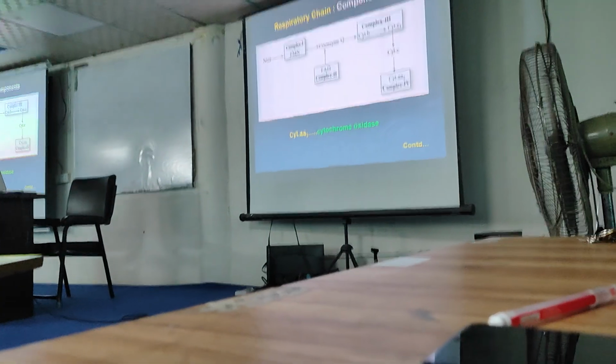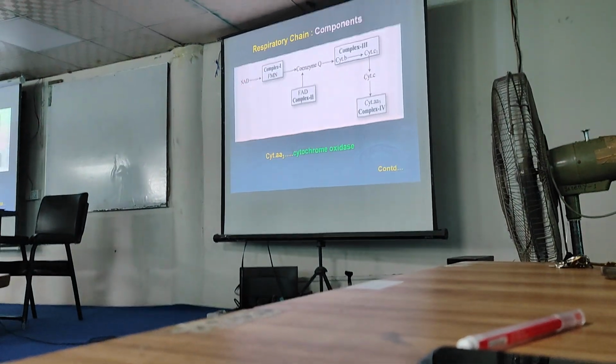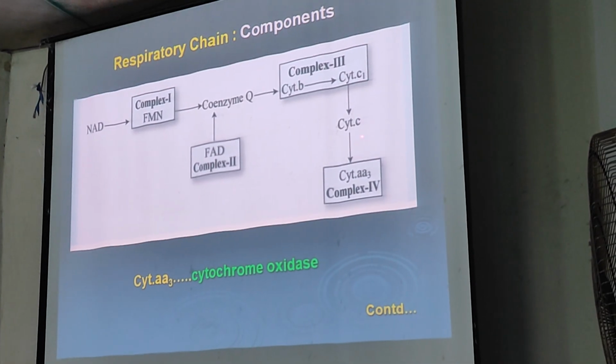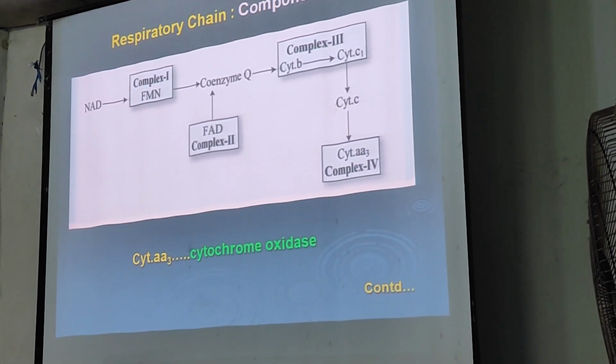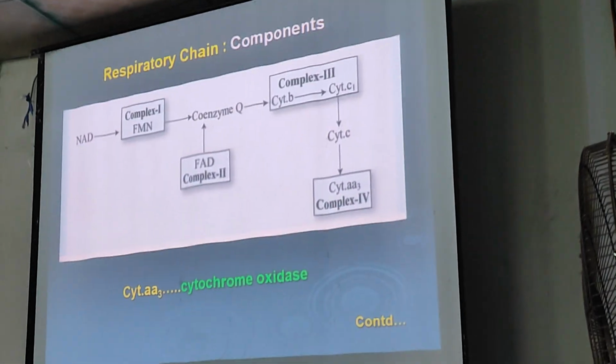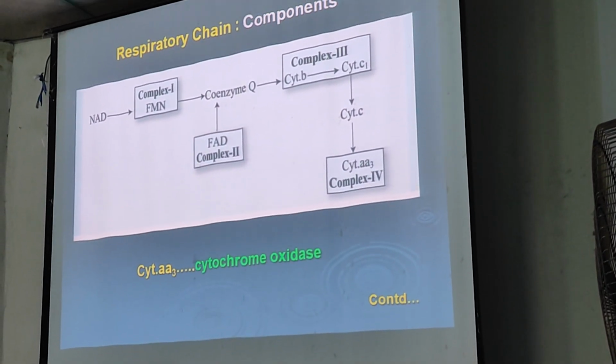This is the total anatomy of the respiratory chain. It starts from NAD, FMN, coenzyme Q, cytochrome B, cytochrome C1, cytochrome C, and finally cytochrome AA3. And there is another complex called FAD. So this is the anatomy of the respiratory chain.